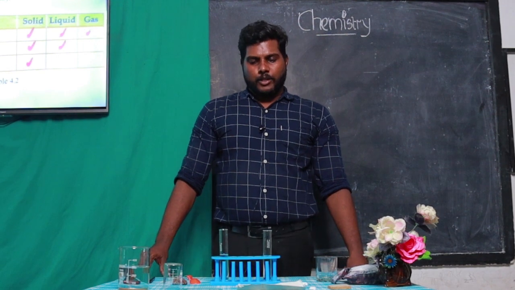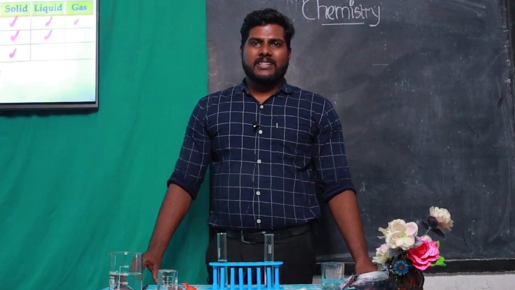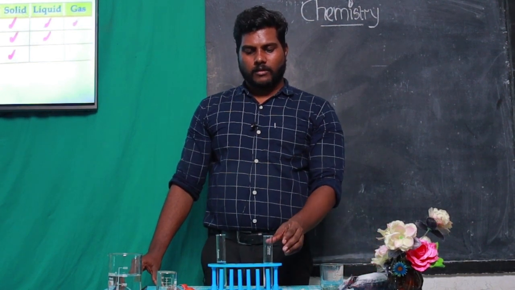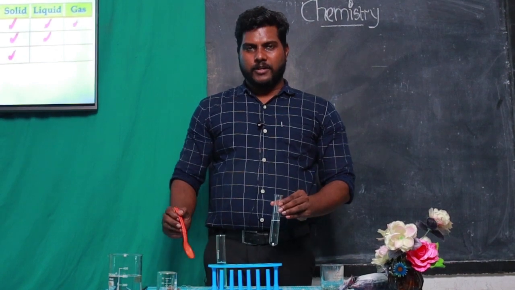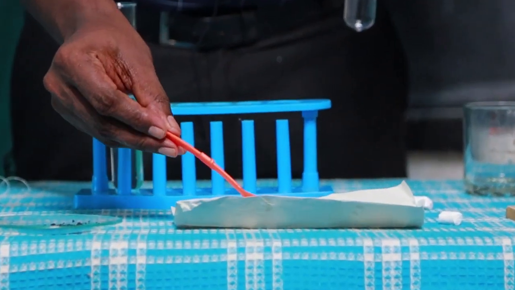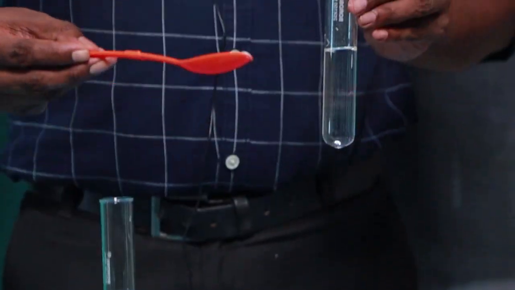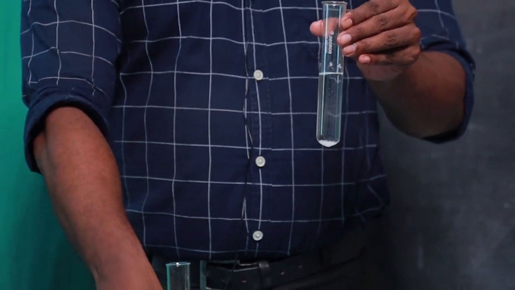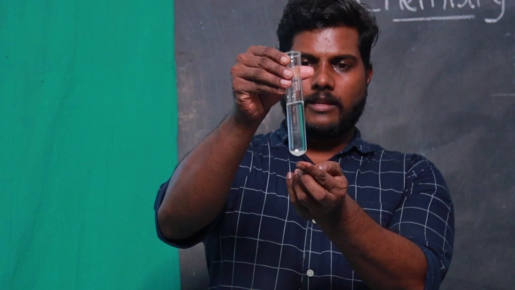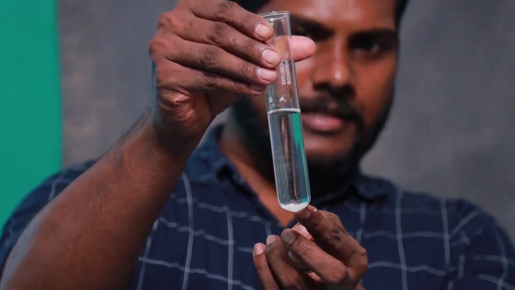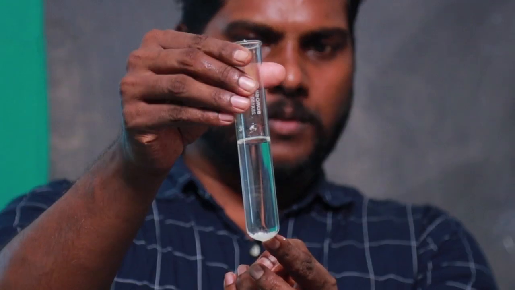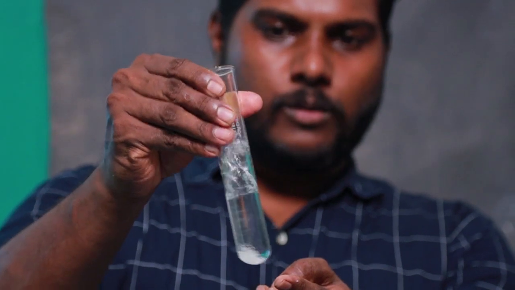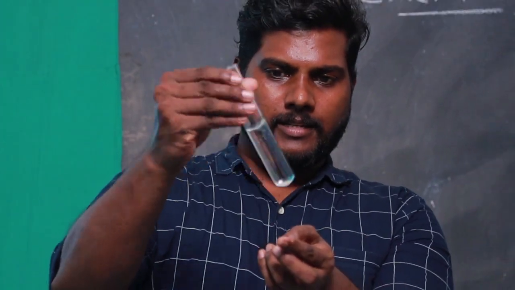Let us do another experiment to explain what we mean by tiny particles. Here we take a little bit of sugar. You can see the sugar crystals. I put them into this boiling tube. You can see the sugar crystals deposited at the bottom of the boiling tube. I will shake it to make it dissolve in this water. We can see that.